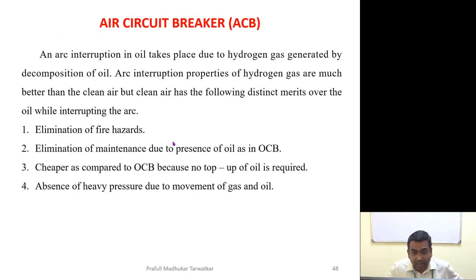Now let us discuss the various types of circuit breaker. Let us start with the air circuit breaker. As I said earlier, natural air or forced air is used to quench the arc, hence the circuit breaker is called an air circuit breaker, or in short an ACB. Now why is air used as a medium of arc extinction? Why not the others, hydrogen or oil? The merits are elimination of fire hazards. There is no fire catching phenomenon if air is used.